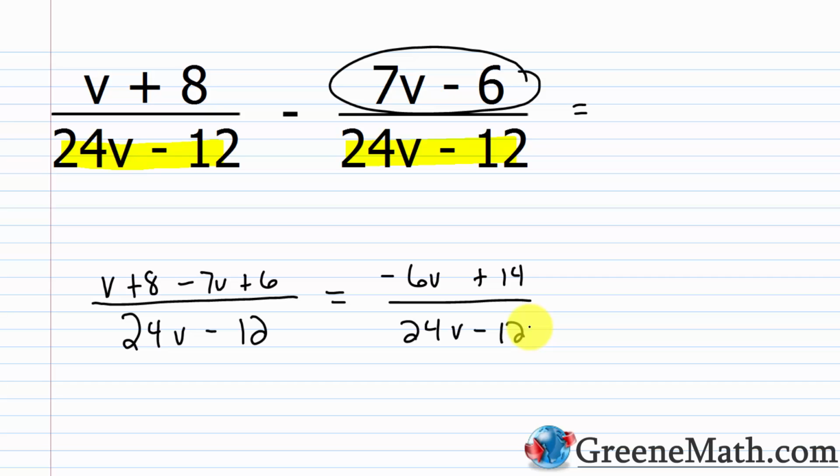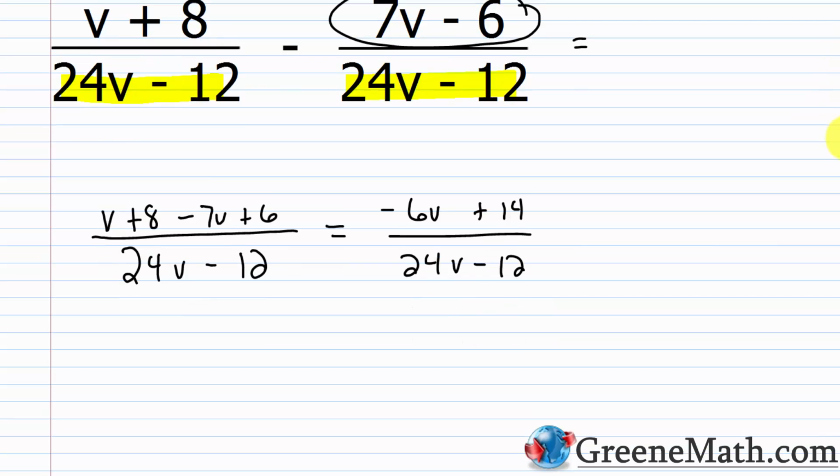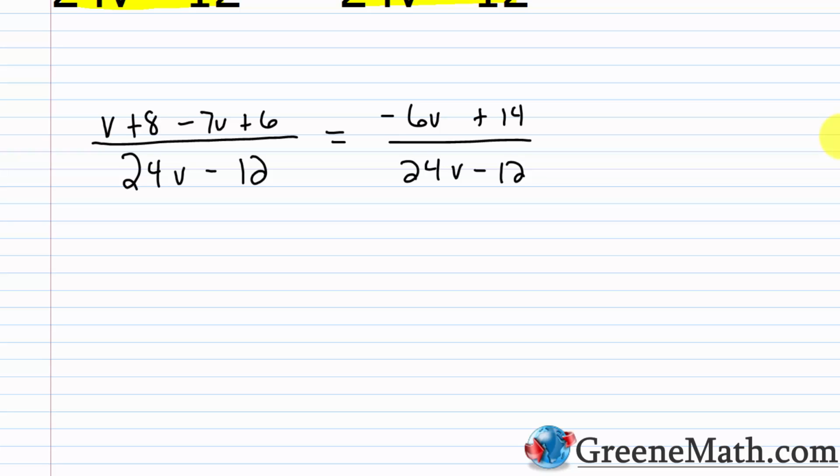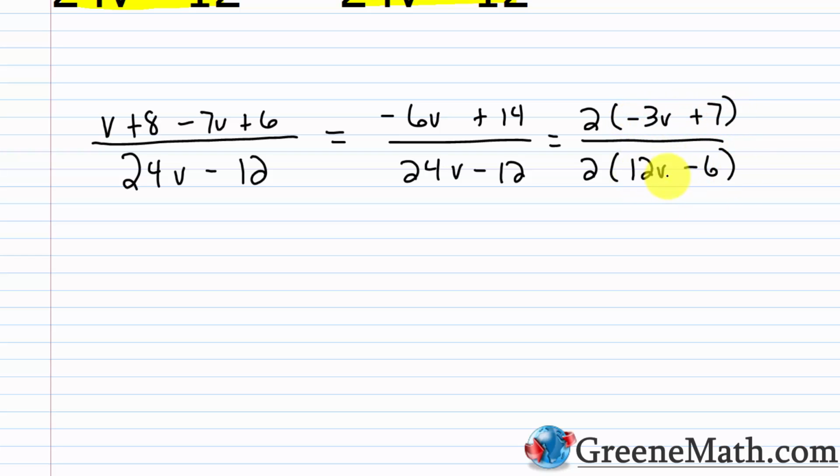Now, again, we want to look to see if we can simplify anything before we report our answer. I know in the numerator I can pull out a 2. I could also pull out a negative 2 if I wanted to. It's just kind of up to me. Let's just pull out a 2, and I'd have negative 3v plus 7. Down here, let's also pull out a 2, and I'll have 12v minus 6. Now, I can't really factor this any further, so I really don't need to do anything else down here. I would just cancel this common factor of 2 between numerator and denominator, and then I will report my answer as negative 3v plus 7 over 12v minus 6.